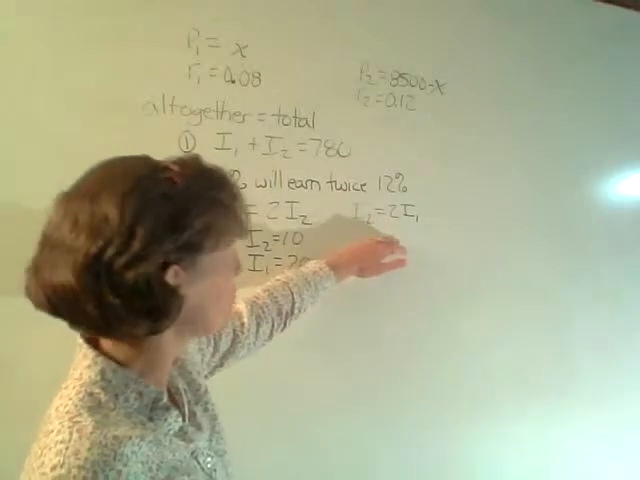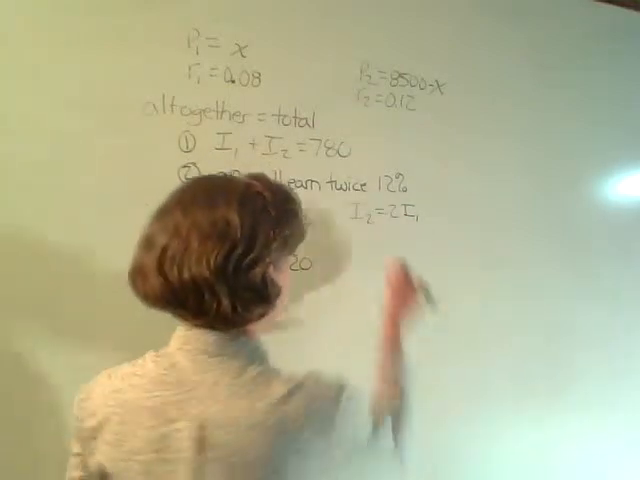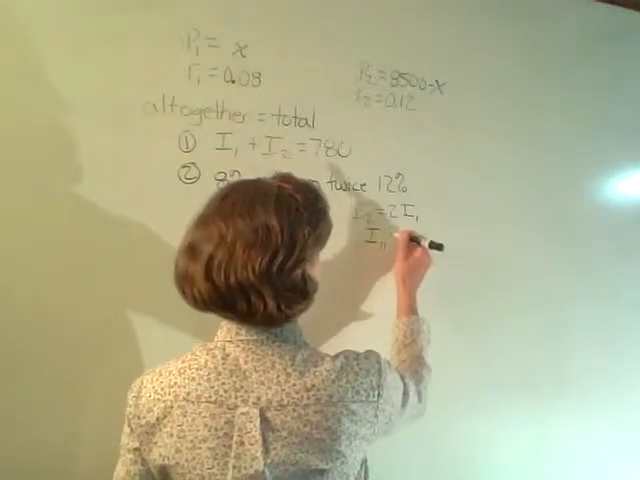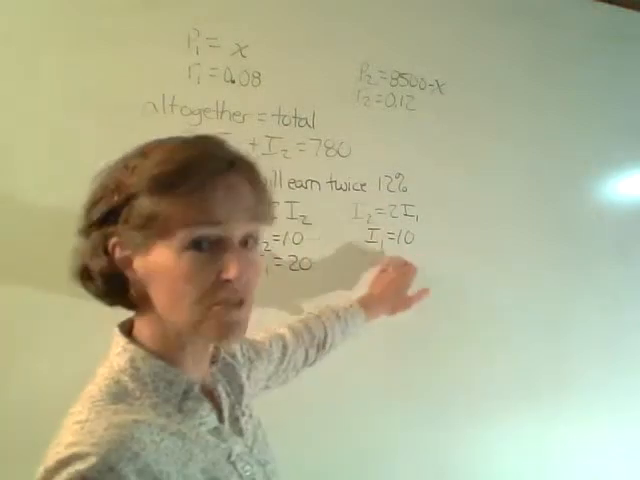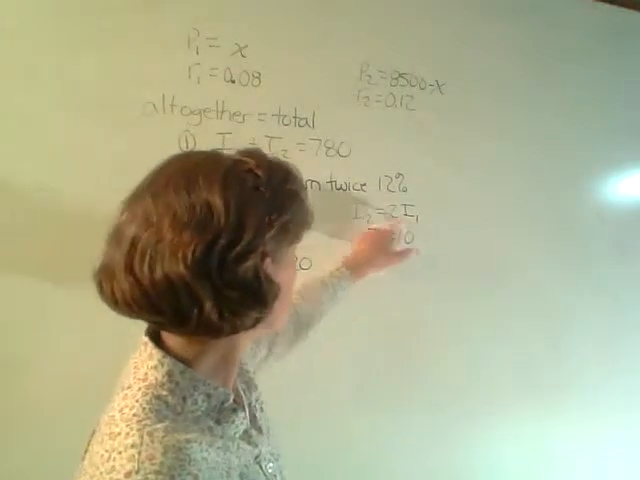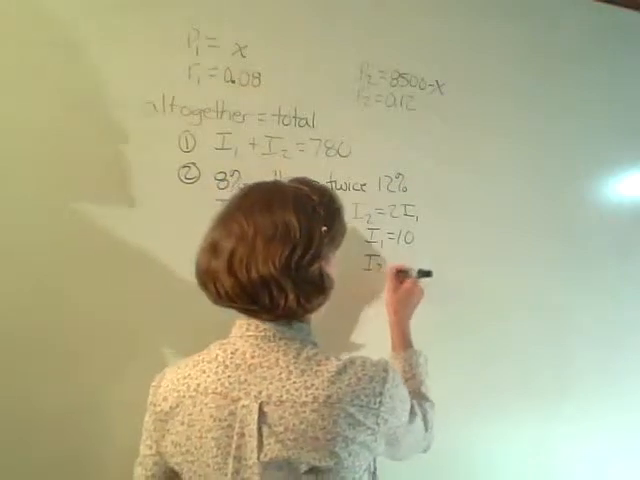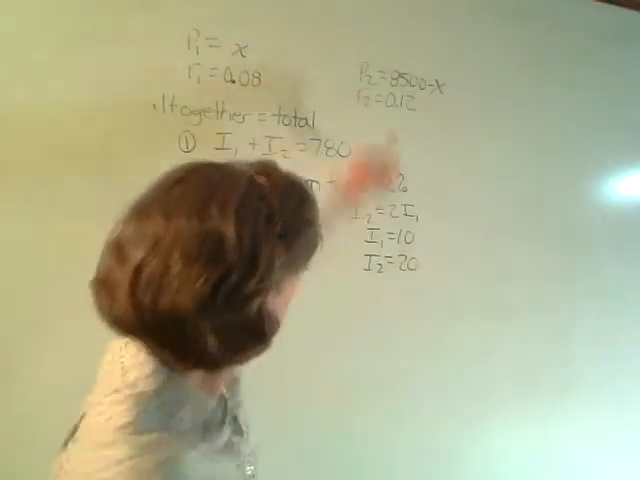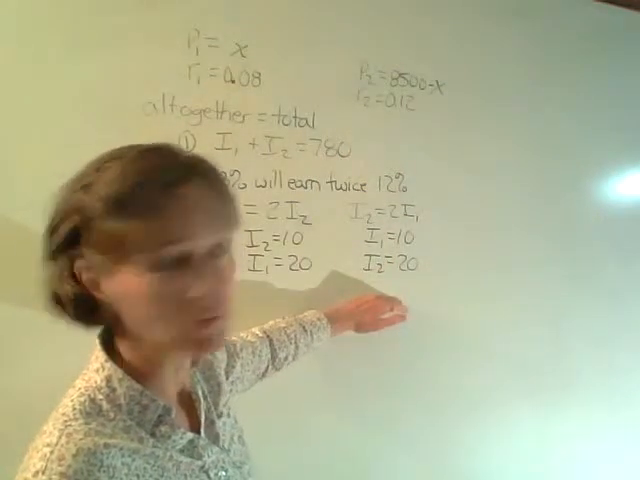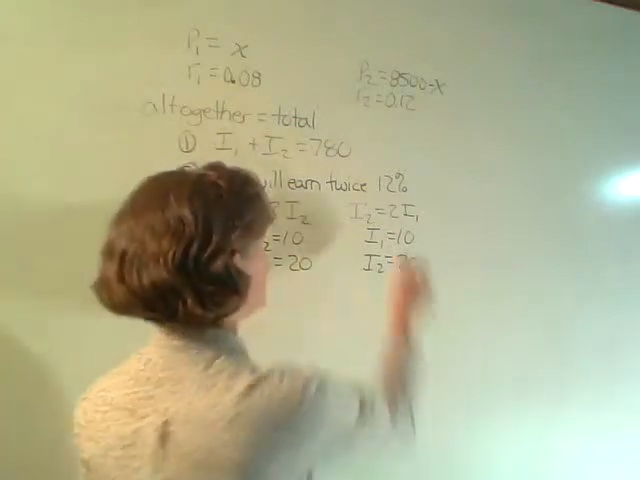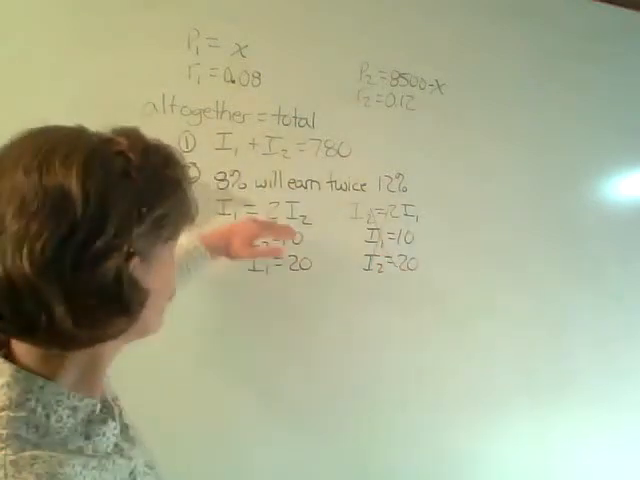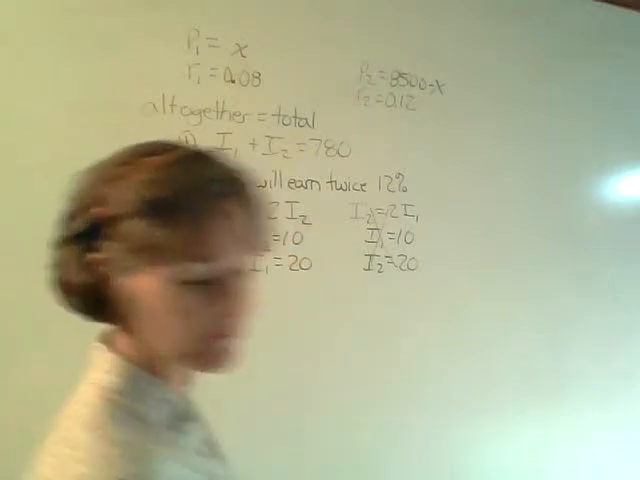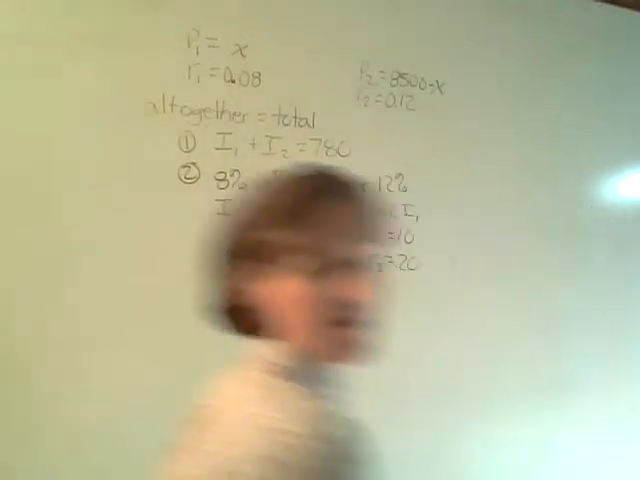But if I were to put 10 in for I1, if I were to say that I1 earned $10, then 10 times 2 is 20 for I2. This tells me that the 12% account earned more money. That's not what the problem says, so I know this can't be right. Therefore, this is my correct equation. That just helps the students out.